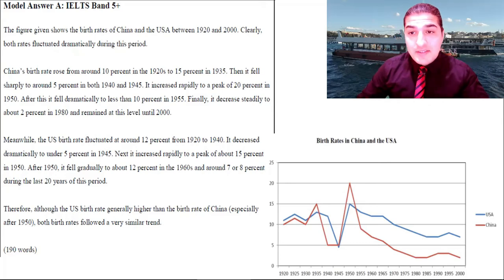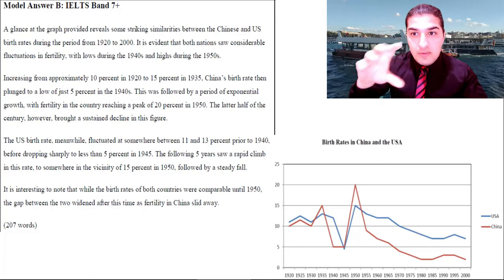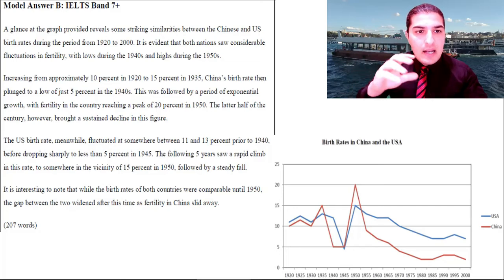The desirable answer for us is this one. Model answer B, IELTS band 7+. Let's read it. A glance at the graph provided reveals some striking similarities between the Chinese and the US birth rates during the period from 1920 to 2000. Wow. Okay, so it literally told us what the chart is about indirectly. At the same time, it made a comparison.